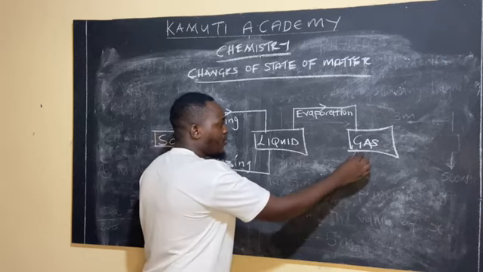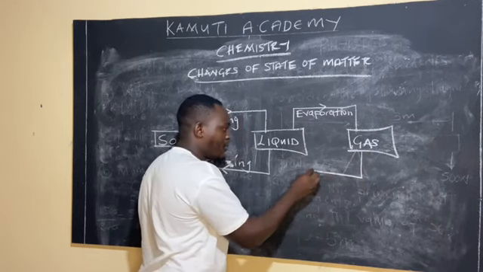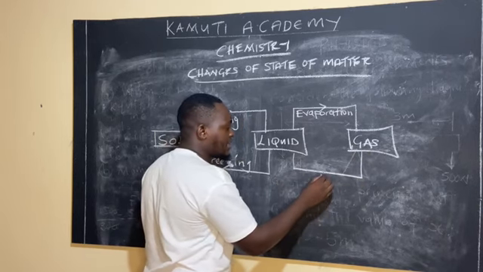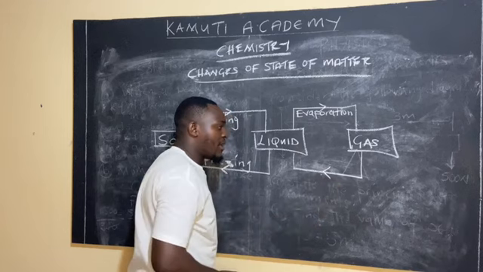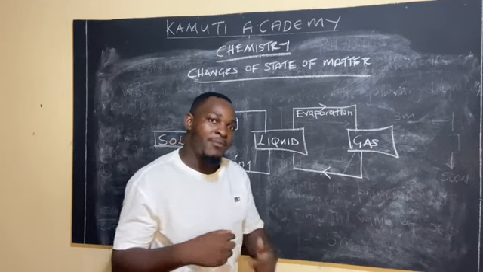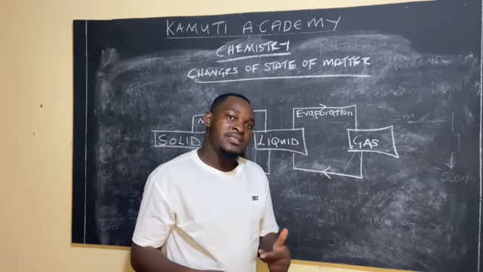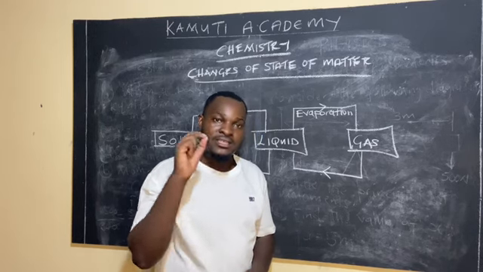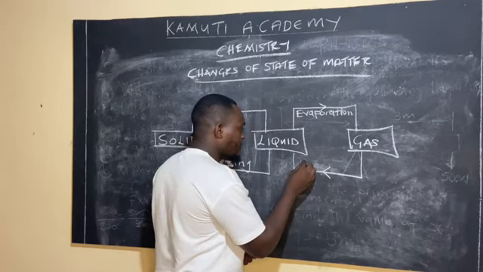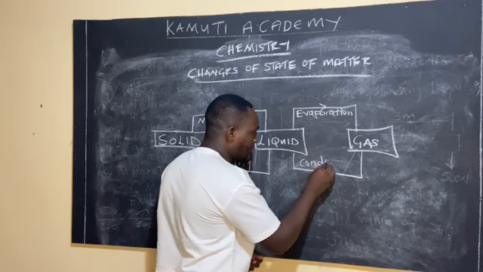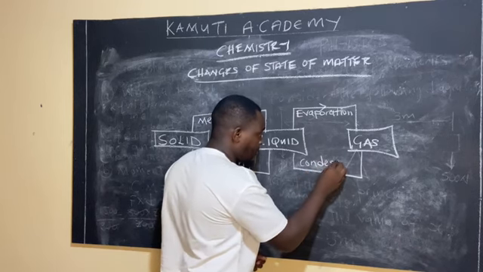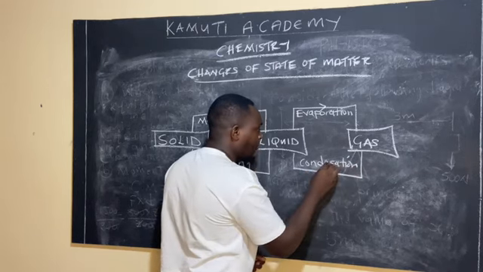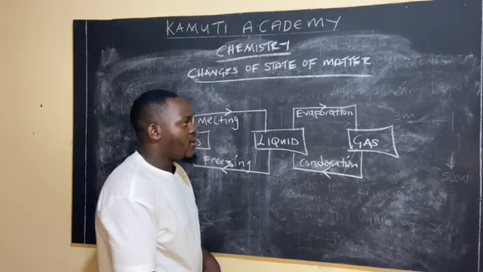All right, so what happens here now when the opposite has happened? When a gas changes to become a liquid, if the opposite has happened, vapor has become a liquid. So you're right, that is condensation. All right.